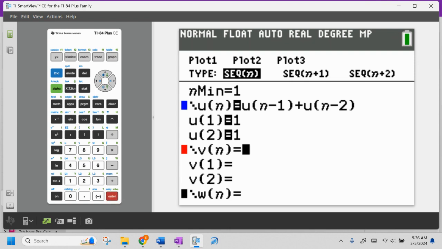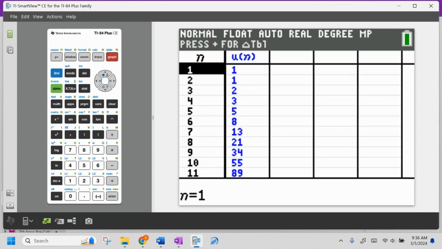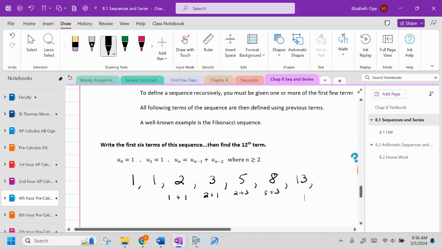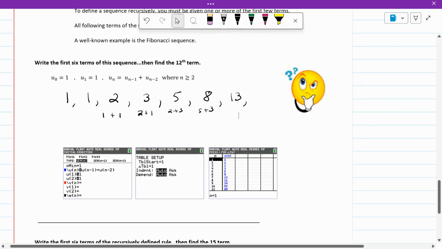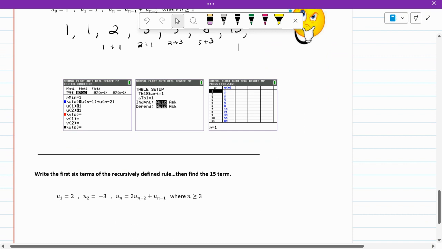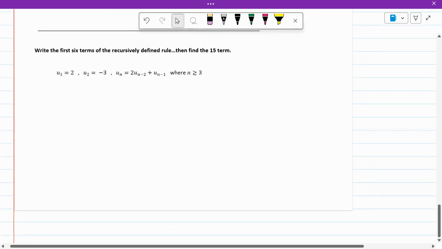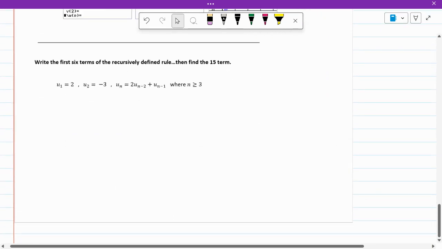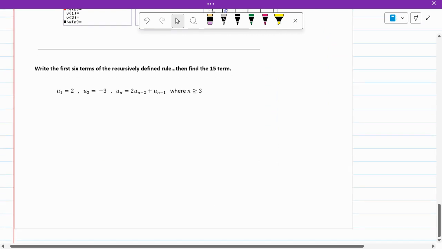And now we can look at the table. If I look at the table, it gives me the Fibonacci sequence. It gives me the sequence and all the terms. And if I want to know what the 12th term is, I can just scroll down and see that the 12th term is 144. So let's do one more example of a recursively defined sequence, where we want the first 6 terms of this rule. Then find the 15th term.